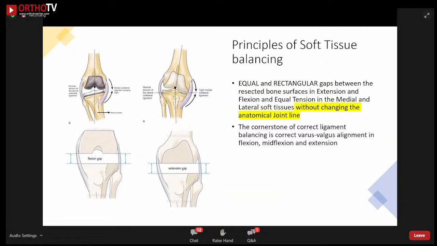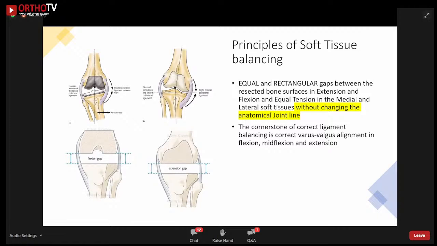Coming to the principles of soft tissue balancing, as all the speakers have mentioned previously, our aim is to get equal and rectangular gaps between the resected bone surfaces in flexion and extension, with equal tension on medial and lateral sides, without changing the anatomical joint line. No matter what kind of cuts you take, at the end of the day you should have a good rectangular flexion and extension gap, and it should be the same throughout the range of motion. The earlier books said only flexion and extension, but these days mid flexion stability has become a topic of debate. So you need good tissue tension on the medial and lateral sides throughout the range of movement, with good alignment in all three situations.